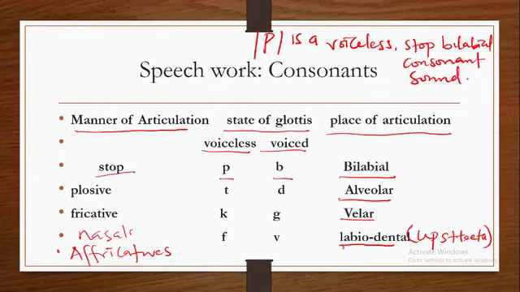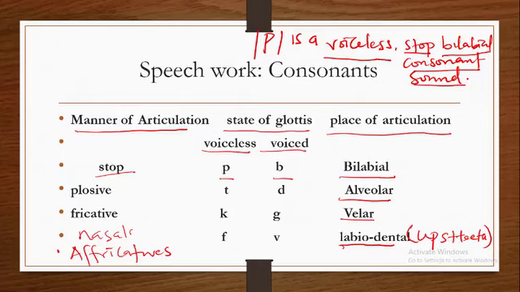So you can see where I describe it. It's a voiceless stop bilabial consonant sound. From this, I have seen that it is voiceless. That's the state of the glottis. It is a stop, that's the manner of articulation. It is bilabial, that's the place of articulation. It is a consonant sound, so not a vowel sound.